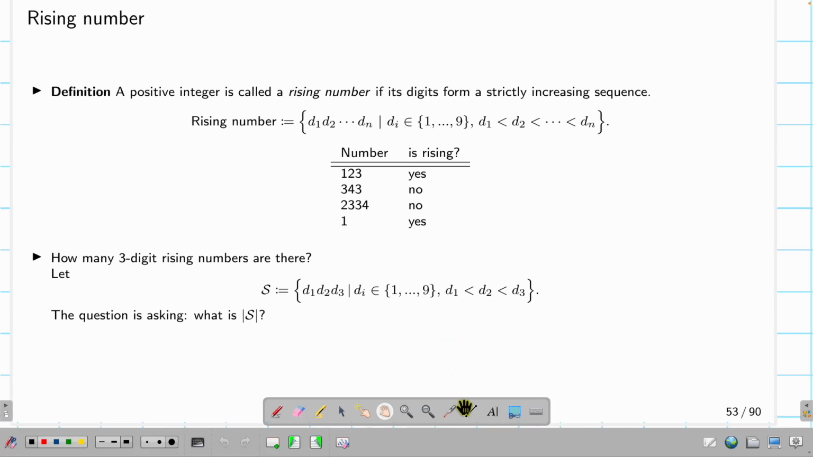Here is an example, something called a rising number. A positive integer is called a rising number if its digits form a strictly increasing sequence. So for example, is 1, 2, 3 a rising number? Yes. The first digit is smaller than the second digit, and the second digit is smaller than the third digit.